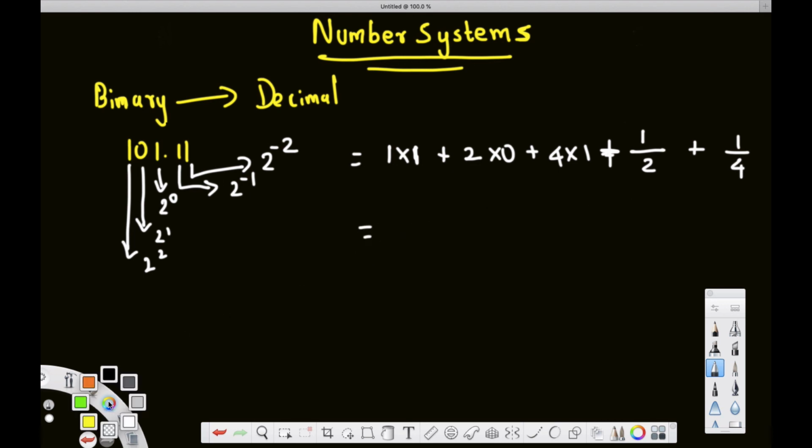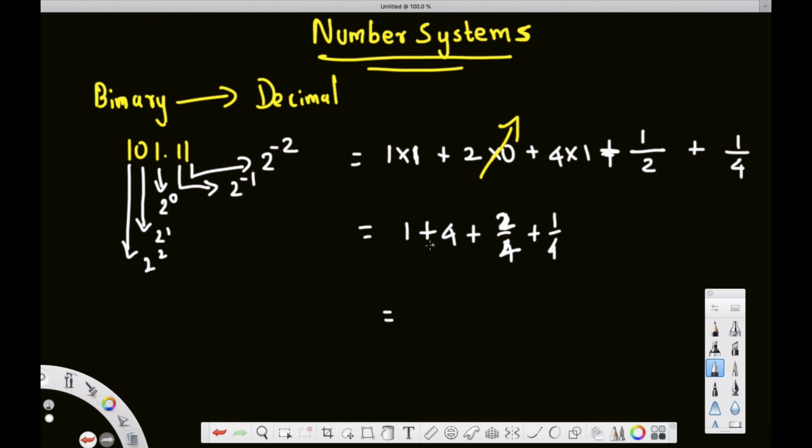Now we can get rid of this 2 times 0 because that is 0. So we will only have 1 times 1, that is 1, 4 times 1, that is 4, and then 1 over 2 plus 1 over 4. We can write 1 over 2 as 2 over 4 as well. It's the same thing, we just multiply top and bottom by 2. So 2 over 4 plus 1 over 4, because it's easy to add, is 3 over 4, and this is going to become 5 and 3 over 4. 3 over 4 is 0.75, so we can write it as 5.75, and that's the conversion of this given binary number into a decimal number.